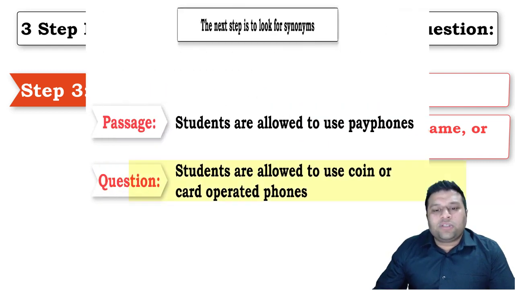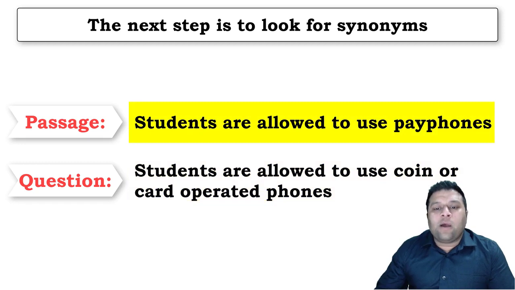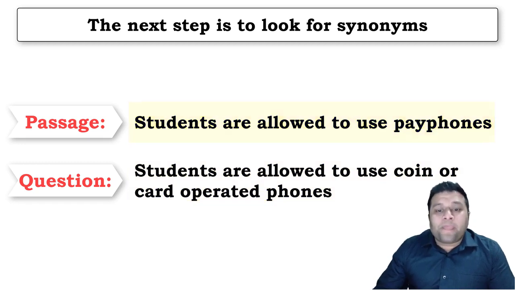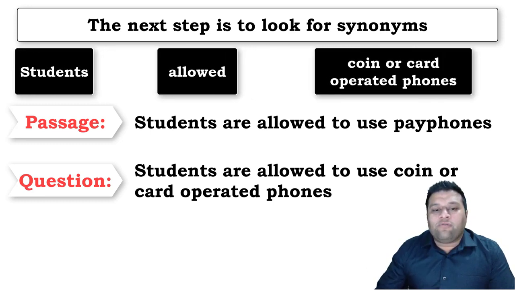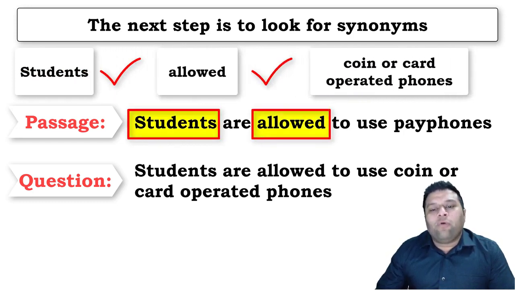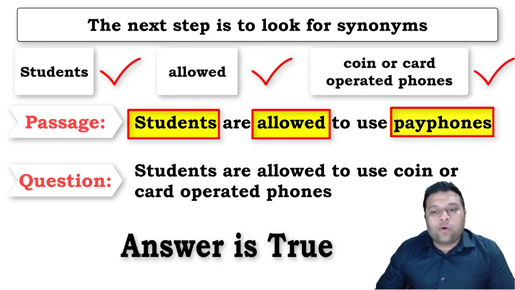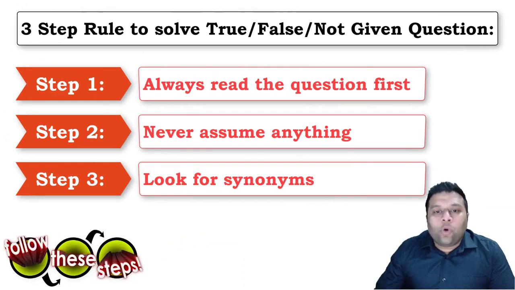For example, the question says students are allowed to use coin or card operated phones, and the passage says students are allowed to use pay phones, right? Now in this sentence, I have to find students, I have to find allowed, I have to find coin and card operated phones. Students is there, allowed is there, but it says pay phones. What is a pay phone? A coin or card operated phone. They are not using the exact same words, but they're using a different word, a synonym, right? These three things: always read the question first, never assume anything, and look for synonyms.